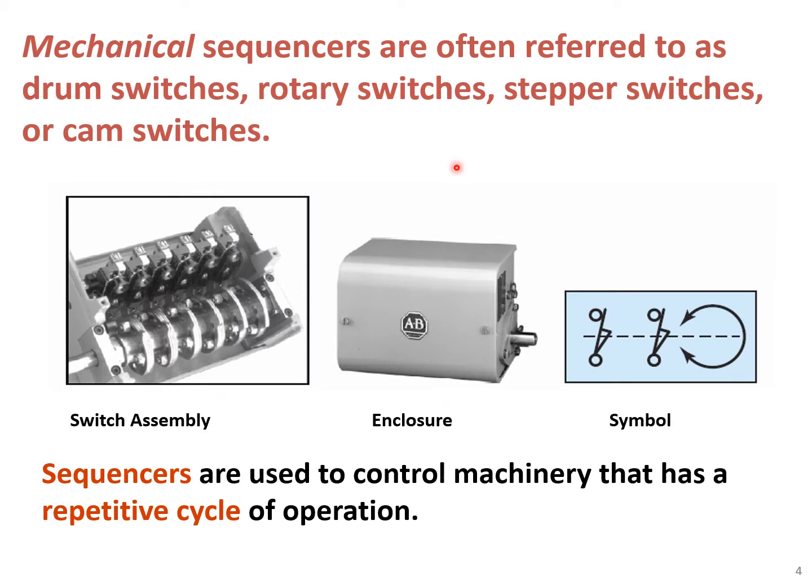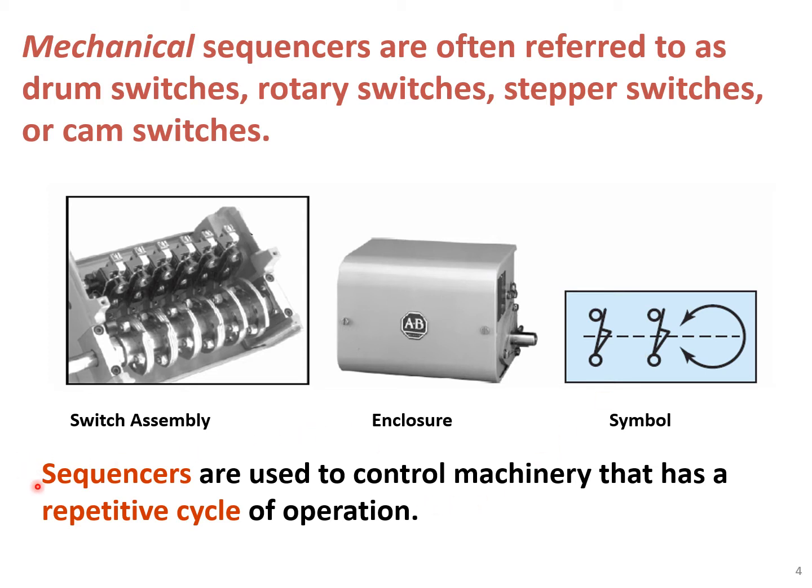Mechanical sequencers are often referred to as drum switches, rotary switches, stepper switches, or cam switches. So these are different names for mechanical sequencers. So here you could see a symbol. We have a bunch of switches or different types of switches, yes, limit switches or any other types. And there is a shaft that rotates and basically opens and closes these switches with a specific sequence.